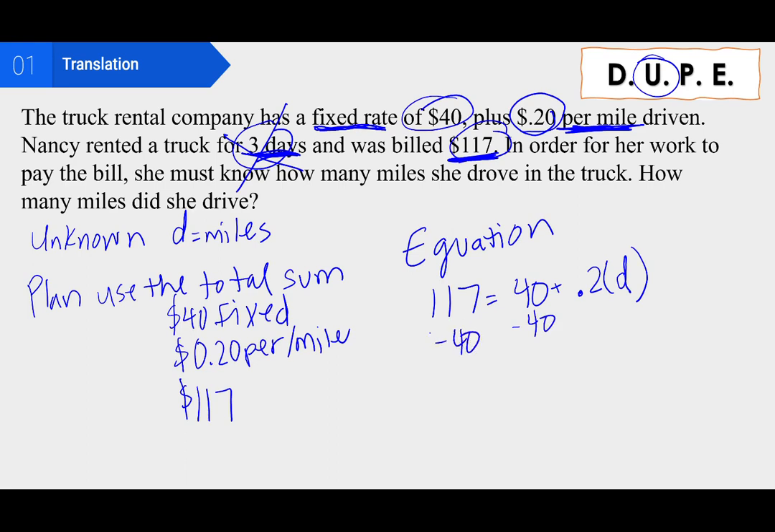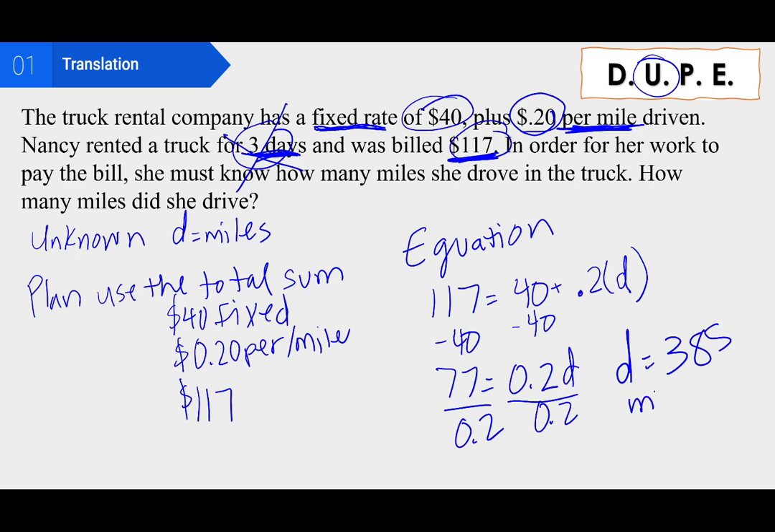It's an equation. And so 117 minus 40 is 77. I'm going to divide that by 2/10. And I get my total distance is 385 miles. So if you want to check that, you can multiply it by 20 cents, add 40, and you should get 117. There we go. So again, with these problems, walk through the DUPE process. If something doesn't make sense or isn't important, like the 3 days along the way, make sure that you help your student to understand that.